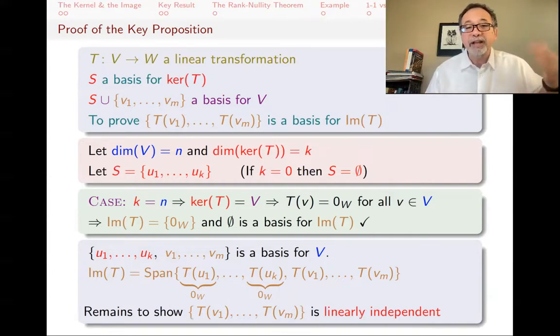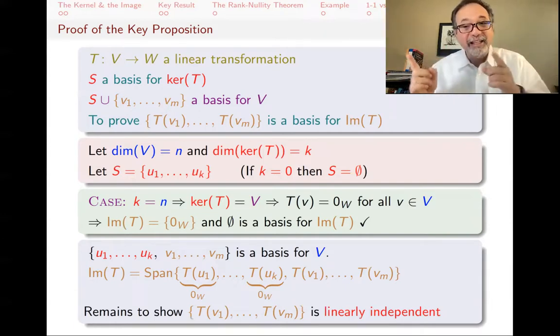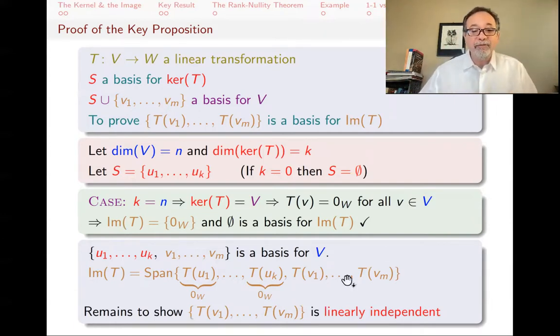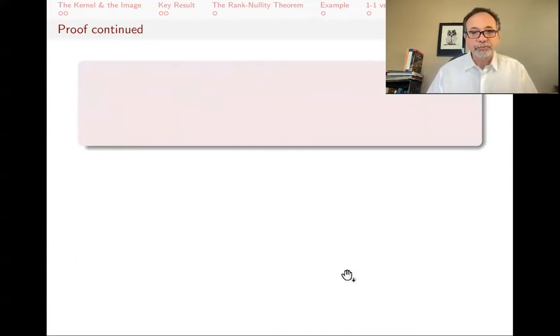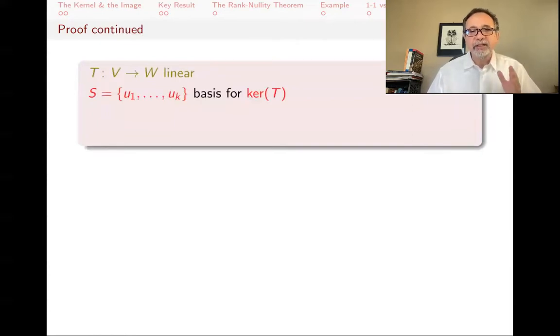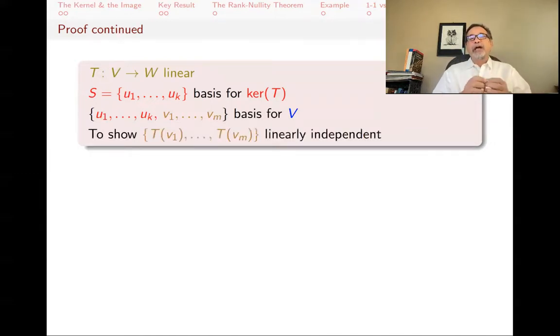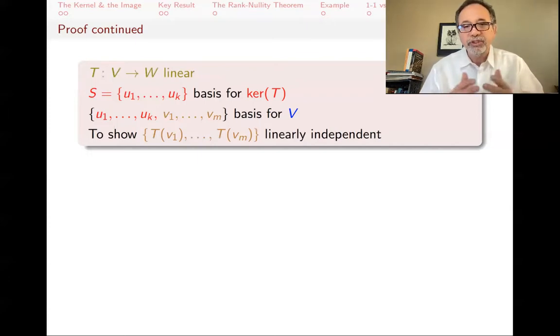I already knew how to find spanning sets, but sending over a set that spans and is linearly independent was the issue. And we found out that these guys span, but why are they linearly independent? Okay, so what's the setup? I've got a linear map. I've got a basis for the kernel. I've expanded it to a basis for V. And now the only thing I need to show, and if I do this, the proof is complete, is that T of V1 through T of Vm is linearly independent.